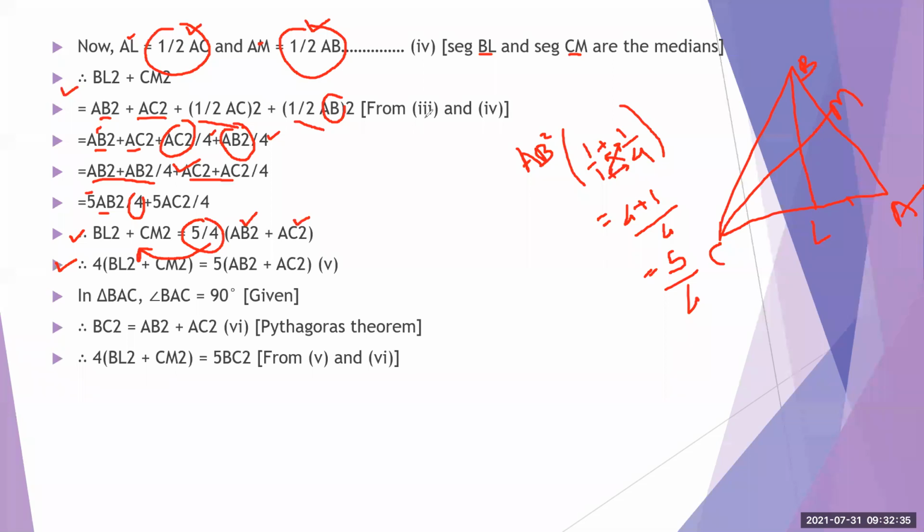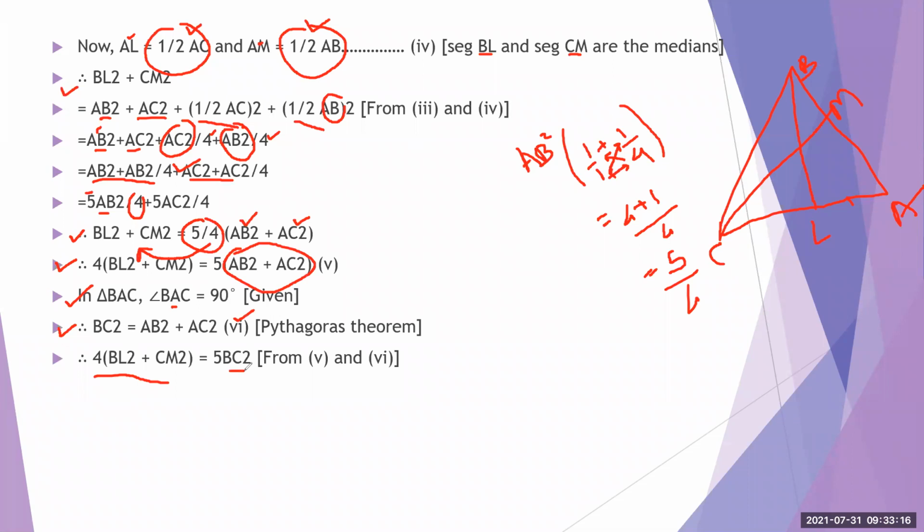Use the bigger triangle, the original triangle, that is triangle ABC, or here we have named it BAC. In that, angle A is equal to 90 degrees. So use the Pythagoras theorem. We get BC square is equal to AB square plus AC square. Okay? So this is as it is, and instead of AB square plus AC square, we can write BC square from the equation. And this is what you had to prove. This only we have to prove.